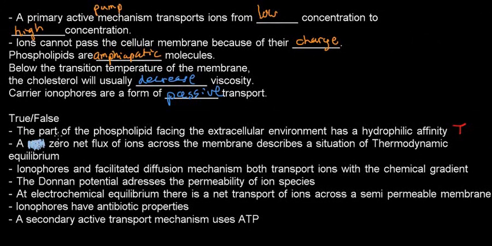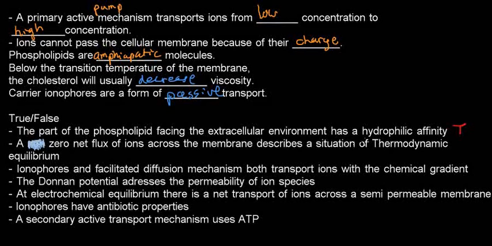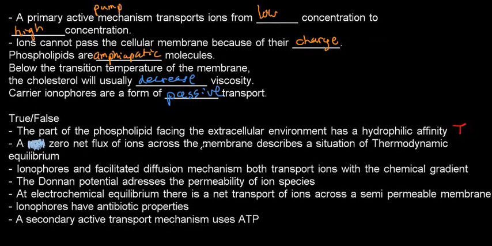If the sentence makes sense after I fixed it, I would mark it false. A zero net flux of ions across the membrane describes the situation of thermodynamic equilibrium. This sounds good to me. So this will be false, because I had to fix it for it to sound good.